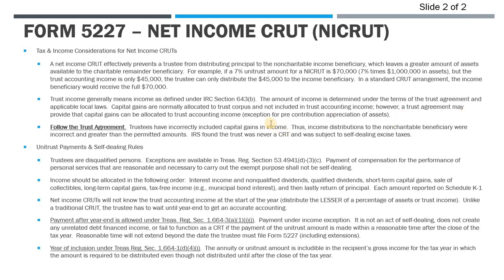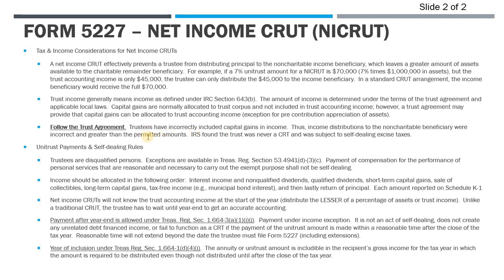Obviously, there are a lot of rules and exceptions, and one big one for these net income CRUTs is pre-contribution appreciation of assets. So in our example, John just put in cash, but what if he put in property whose basis was much lower than the fair market value? So there's this built-in gain already. If that happens and the asset is sold, the capital gain to the extent of that FMV on the date of contribution has to be allocated to principal. You cannot reallocate that to income. That's not going to happen here for our example because he just put in cash, so we don't have any pre-contribution gains.